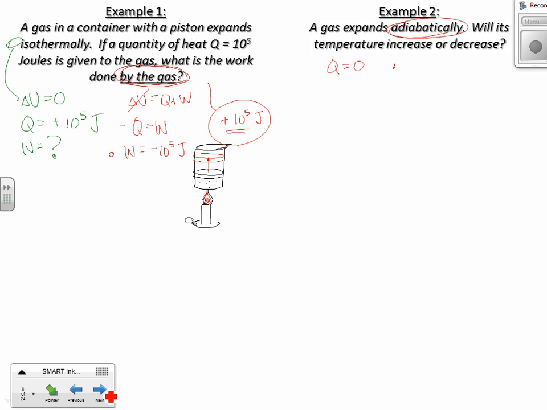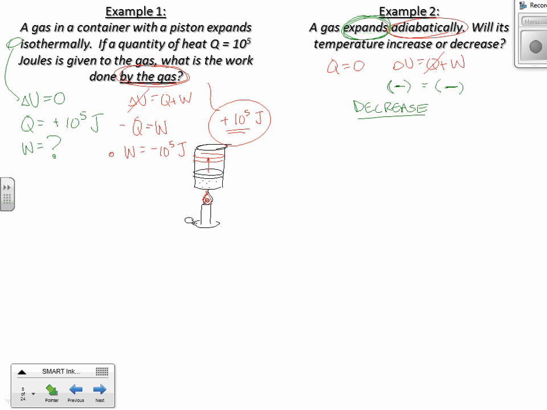So let's see. If delta U is Q plus W and Q is 0, another word clue: expands. That means that W is, let's see, positive or negative? Expands. That's work done by the gas, so that means W is negative. So that means delta U must be negative also. So temperature must decrease. What do you think about that?